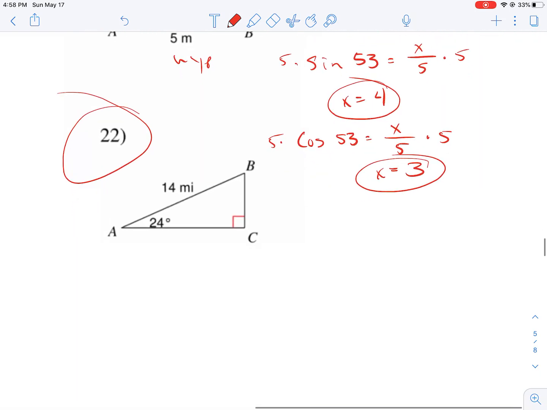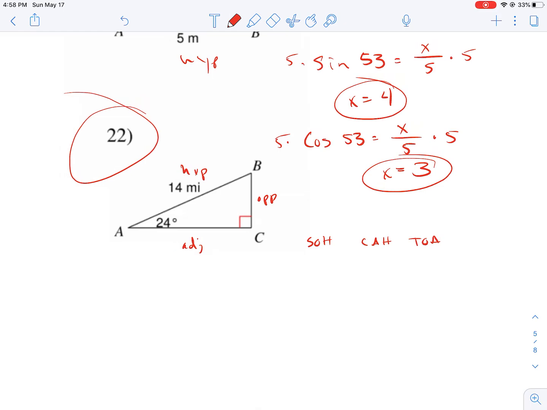Okay, number 22. All right. This is our hypotenuse. This is our opposite. This is our adjacent. Okay, so SOH CAH TOA. All right, so we're going to find our opposite side first. So opposite and hypotenuse is sine. So we're going to use sine first. So sine of 24 is equal to x over 14.